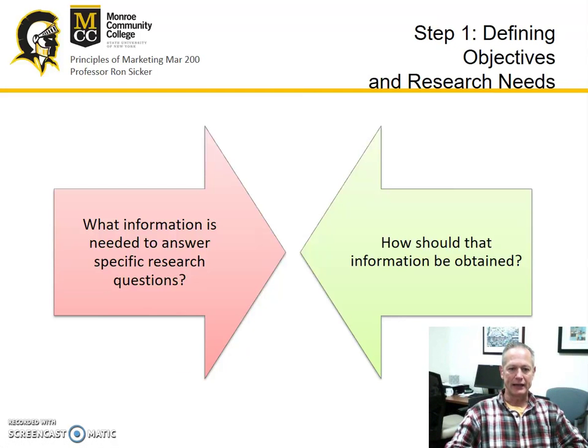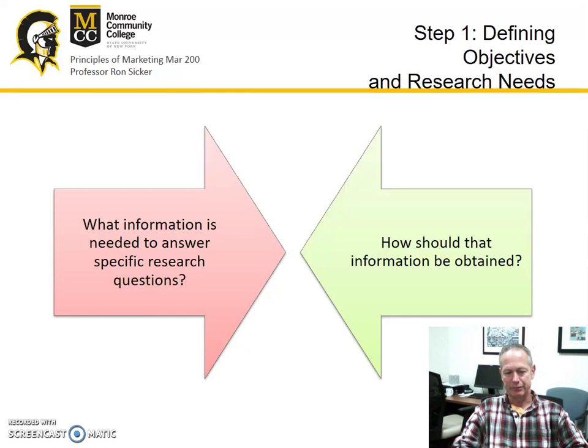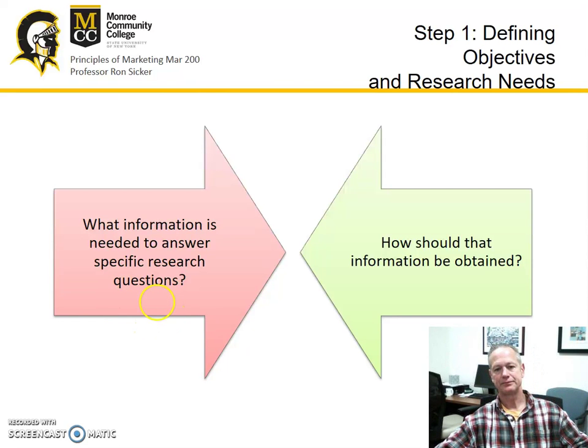So defining the objectives is, you need really to understand what information you need to answer the research question, and then how should that information be obtained. Those are the first things you need to do. The key thing, though, in any marketing research, is the first thing you need to understand is what I want to find out. What is it that I need to understand? Because once you understand that, that will determine the rest of the process.